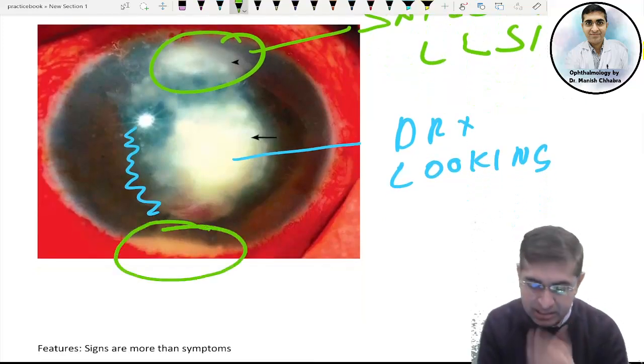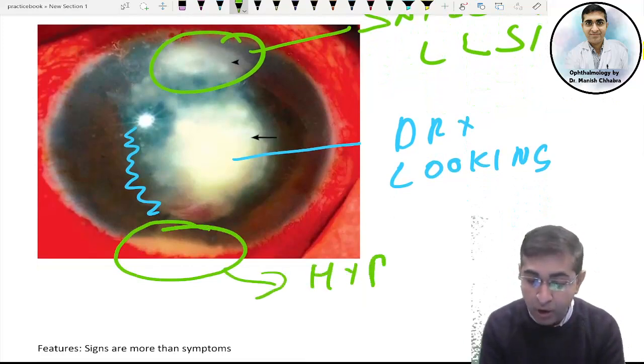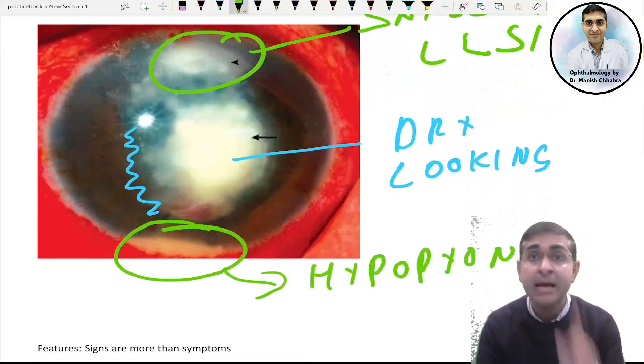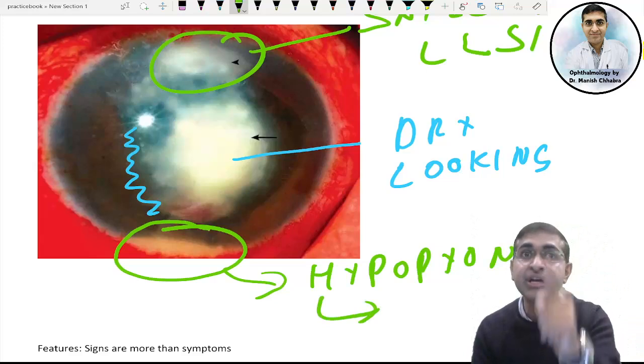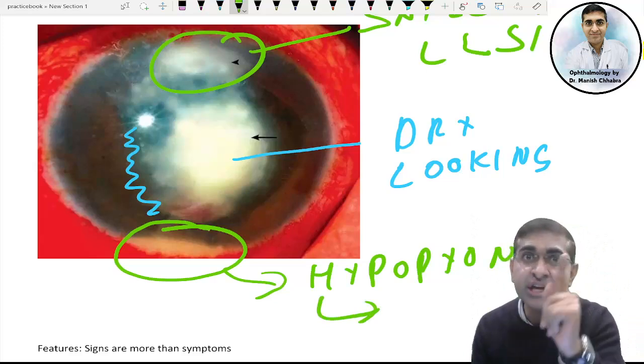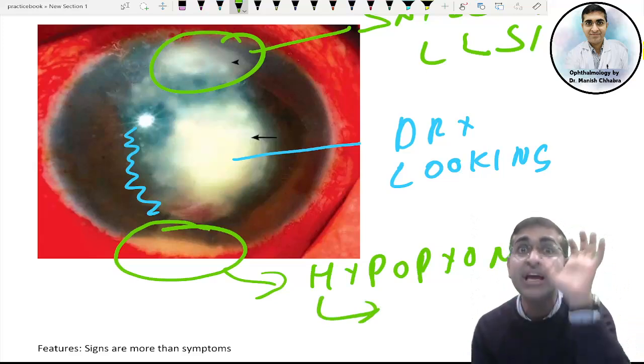Now you can appreciate, what is this? Can you appreciate this? So this is your hypopyon. Hypopyon is pus in the anterior chamber. But mind you, fungus is the only organism that has the ability to penetrate intact cornea. No, I am not saying intact corneal epithelium. I am saying intact cornea.